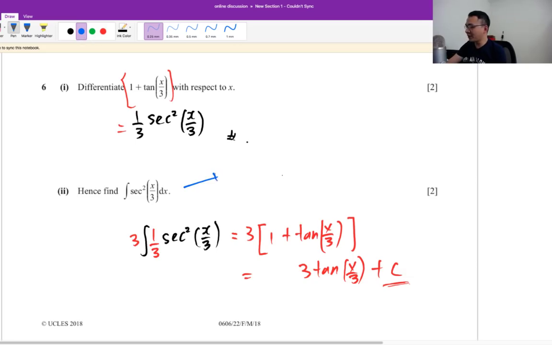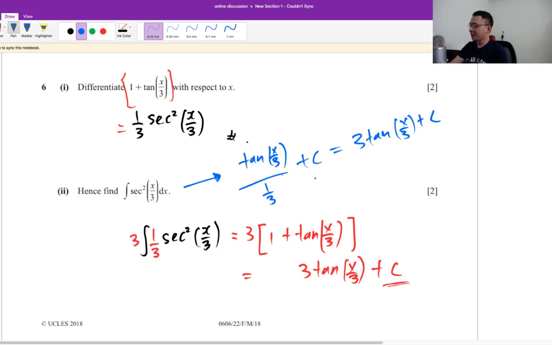Alright, even if I do it manually without using the answer above, I can still get it, because I know integrate secant square, I get tangent, the angle remains the same, and then I will differentiate the angle, and I get 1 over 3, divided by 1 over 3 plus c. So therefore I will get 3 tangent x over 3 plus c. But because of the word hang, I try to use back the answer in part 1 to solve it.